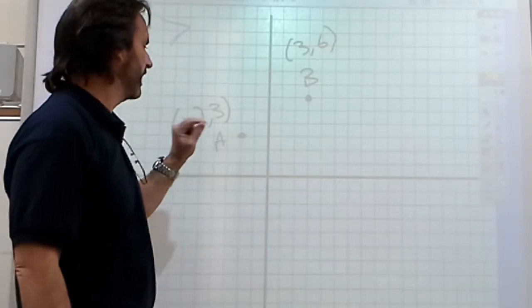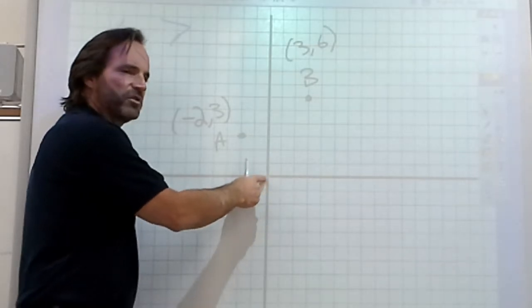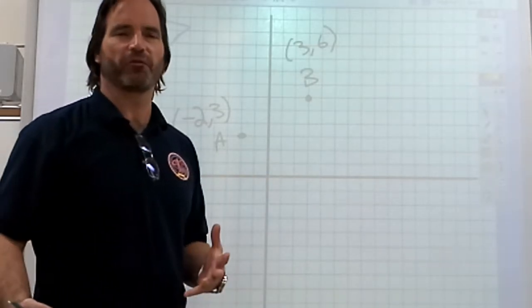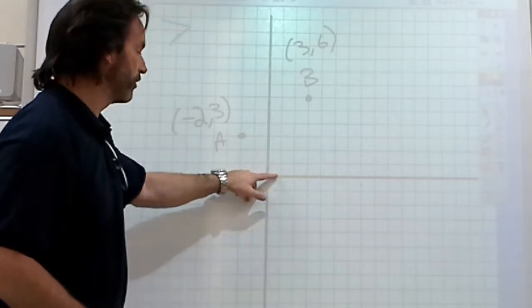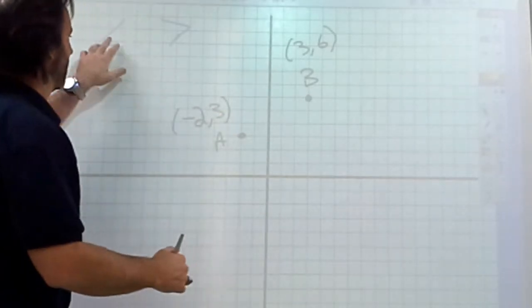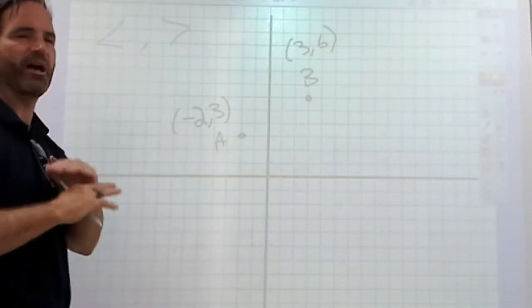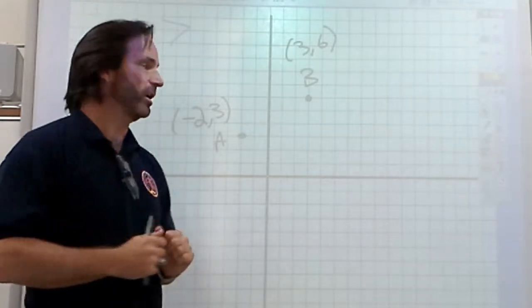So any ordered pair that's based on a reference to the origin can really be a position vector, right? It goes over negative 2 and up 3, okay? So remember that, that's how we write vectors, with a horizontal and vertical component. We break it down to an x and y, kind of like we've done with the ship.